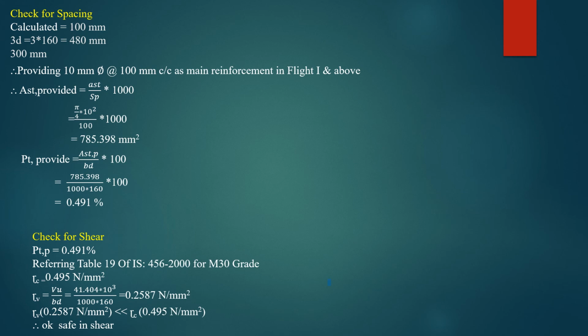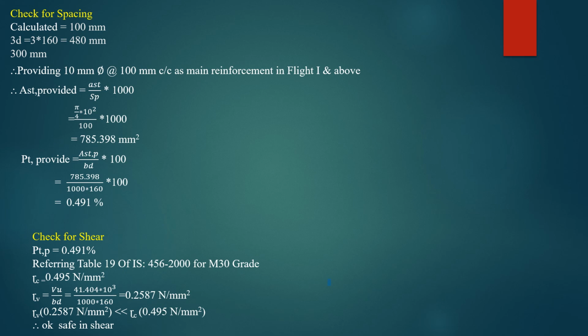Let us check for the spacing. As I said, we check the spacing for the three criteria: calculated one, 3d, and 300 mm. Whichever is the smallest one, we take that. So in this case, 100 mm is the smallest one, so we adopt that spacing. Therefore, we provided 10 mm diameter bar at 100 mm center to center as the main reinforcement in flight 1 and above. Therefore, AST provided will be small ast upon spacing into 1000, that is, pi by 4 into 10 square upon 100 into 1000. So AST provided will be 785.398 mm square.